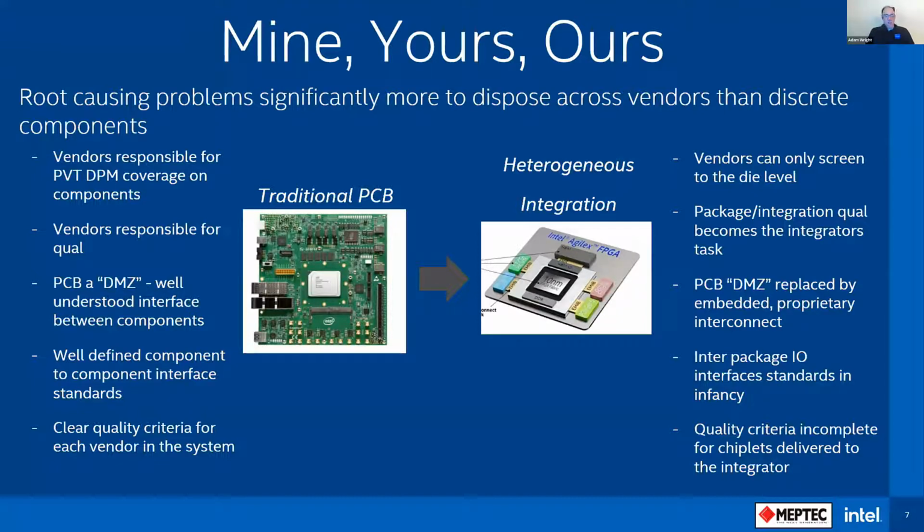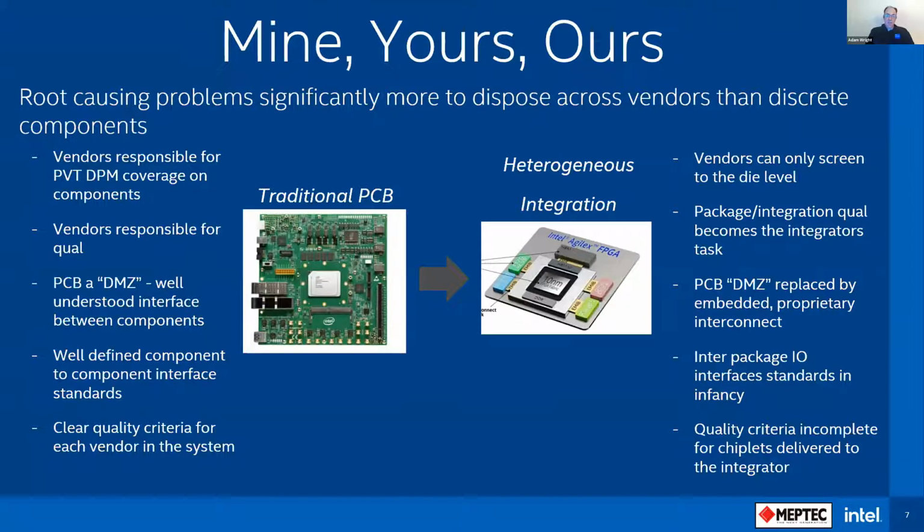If tile A bubbles in your MCP, well, it's not quite as clear. Is it the package? Is it the interface standards? Did the mother chip use the tile incorrectly? So again, these are clear quality criteria for each vendor. It's partitioning and requiring that each vendor have a certain quality level.